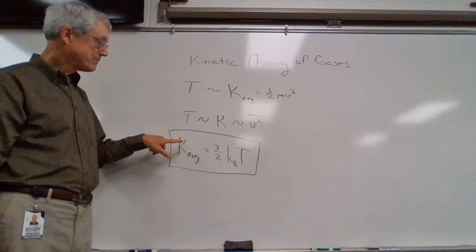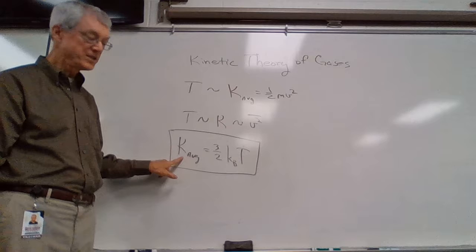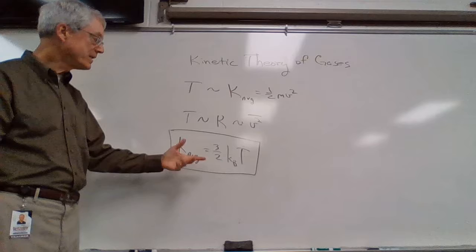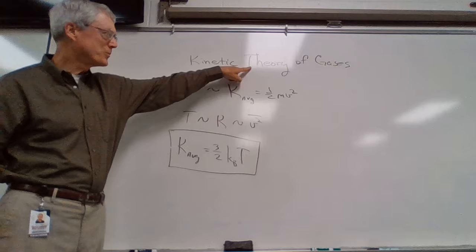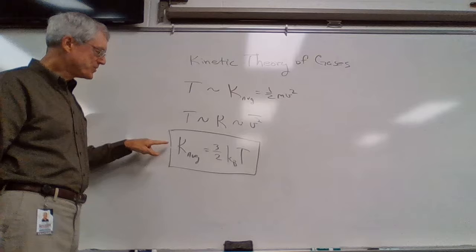And it shows clearly that the temperature is directly proportional to the average kinetic energy, because 3/2 and k_B are constants. Okay, and the T, of course, would be in Kelvins. K would be in joules. All right. There's another part to the kinetic theory. This is when you ask, what does the kinetic theory say? Well, that's one thing it says. It says the average kinetic energy is directly proportional to the temperature. So that's part of the kinetic theory.